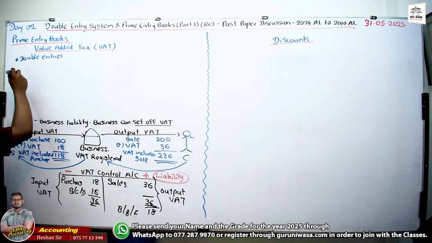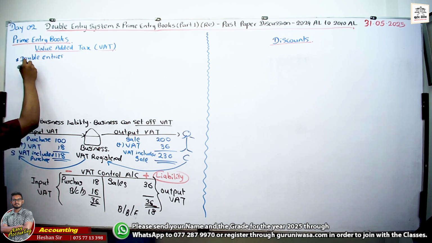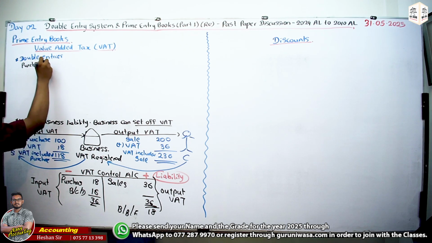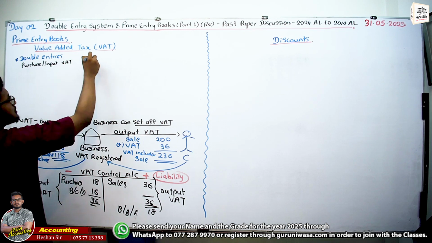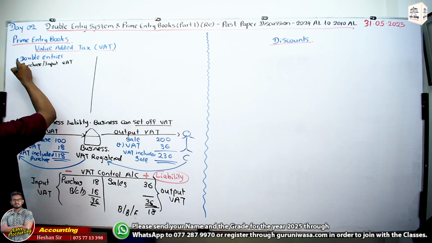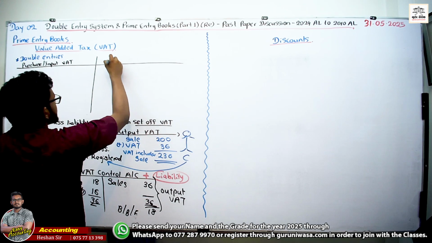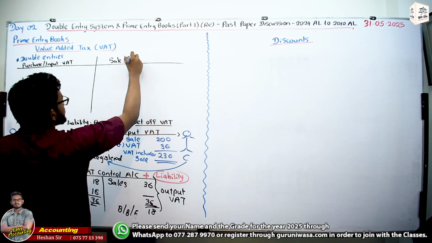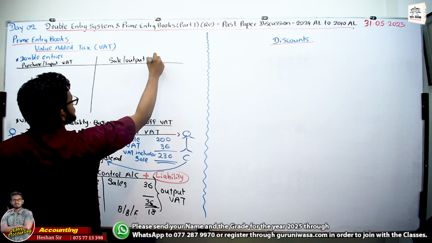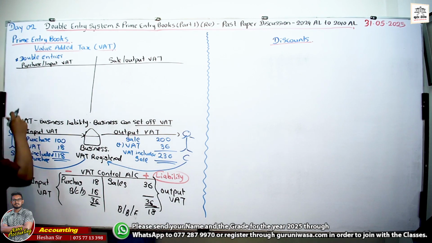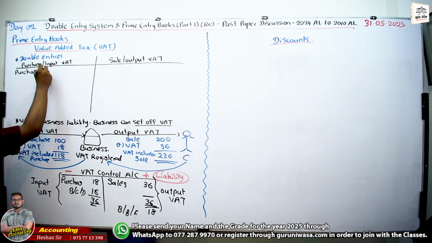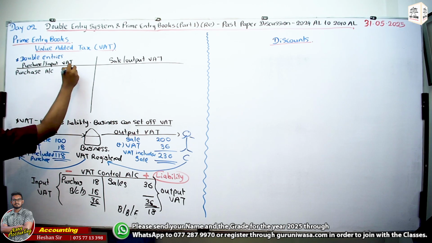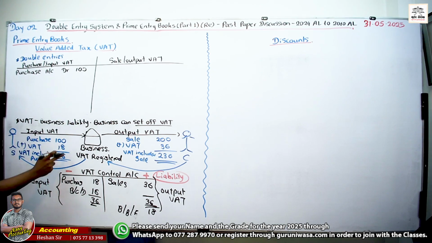Right. So purchase or input VAT. Don't write, huh? Sale or output VAT. When we purchase, the purchase account is debited here. We put 100 in the purchase account. Look at this together, 100. Right. Purchase value is 100.